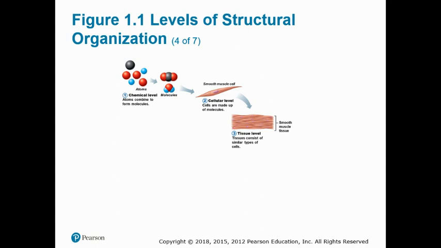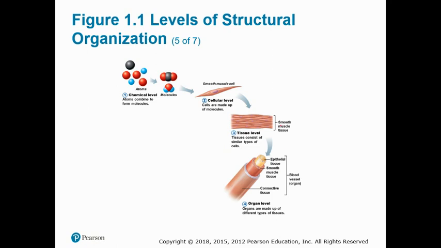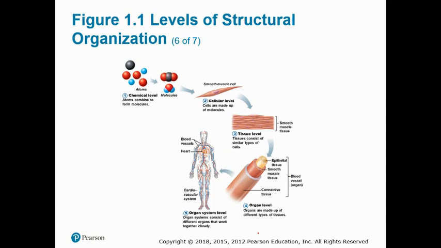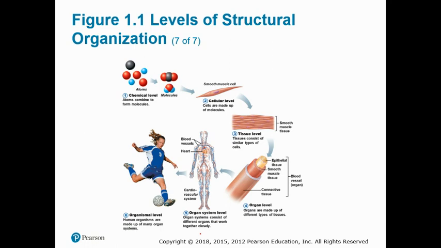This right here on this image would help you fill out your tissues. Tissues consist of similar types of cells. Organs are made up of different types of tissues. Organ systems consist of different organs that work together, and then organism is all the body systems we're made up of.